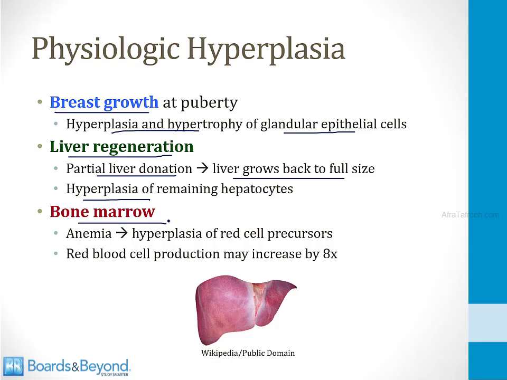And then finally, your bone marrow is capable of hyperplasia. When there is anemia, there will be hyperplasia of red blood cell precursors, and this can increase the production of red cells. In fact, your bone marrow can increase production by up to 8 times normal if it needs to, and that's due to hyperplasia of red cell precursors.